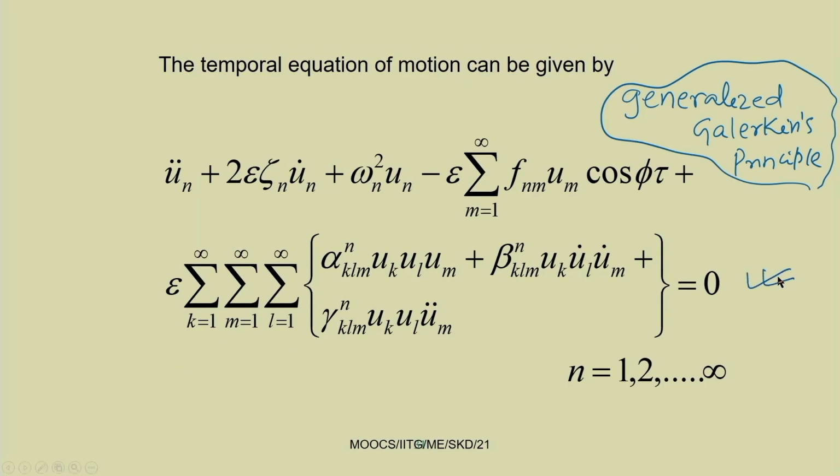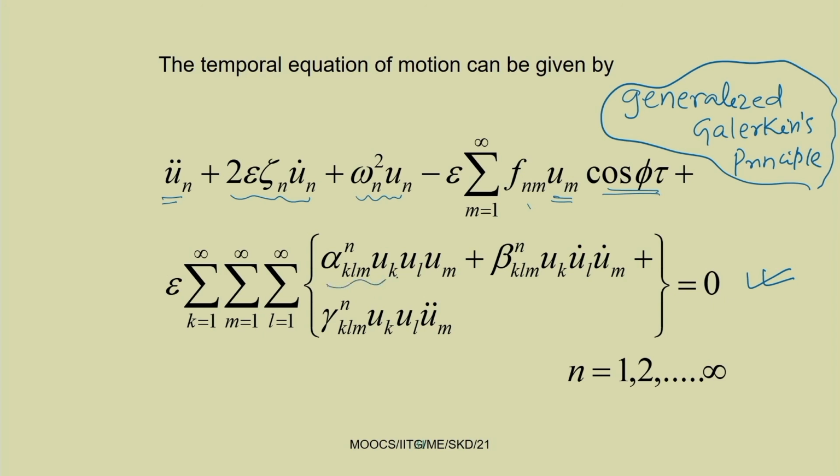Here you just see this equation contains u n double dot, which is the inertia term, this is the damping term, this is omega n square u n, and this is the forcing term. Here you can note that in this forcing term, the coefficient of the response u m is f n m cos phi t. That is a time varying term, which is the coefficient of u m, that is why the system is a parametrically excited system.